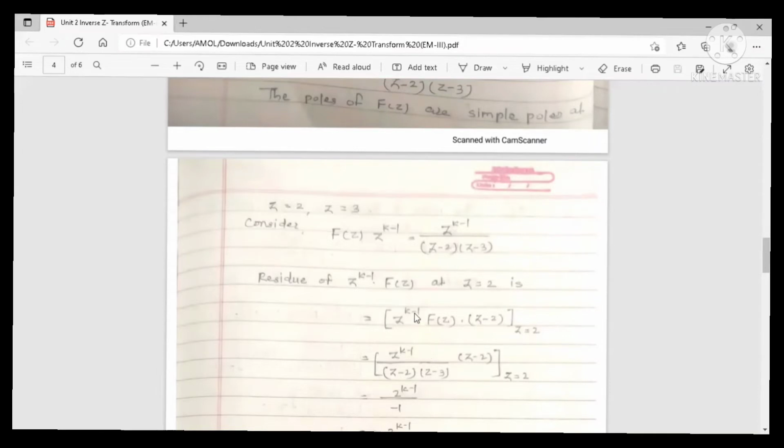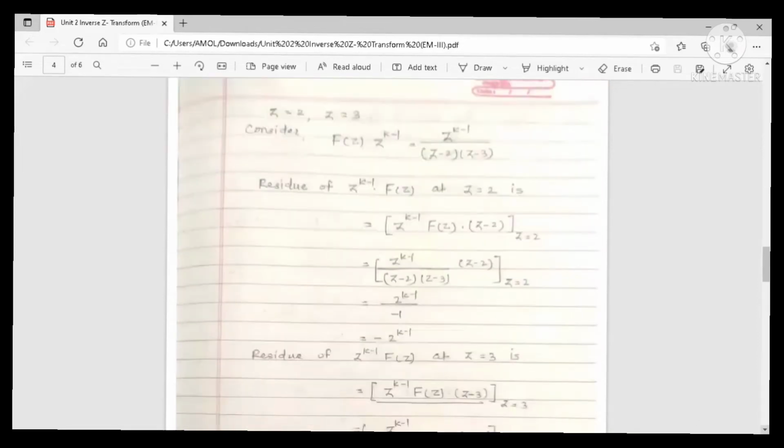Now f of z into z raised to k minus 1 is z raised to k minus 1 upon z minus 2 into z minus 3, at z is equal to 2. Now put z is equal to 2 in place of z. When z is equal to 2, it is 2 raised to k minus 1, and this z minus 2, z minus 2 get cancelled. 2 raised to k minus 1 upon z minus 3, z is 2. So 2 minus 3 is minus 1. So it is minus 2 raised to k minus 1. This is the residue of z raised to k minus 1 into f of z at z is equal to 2.